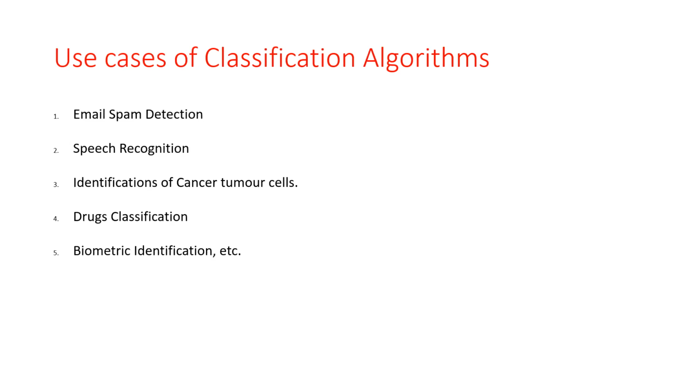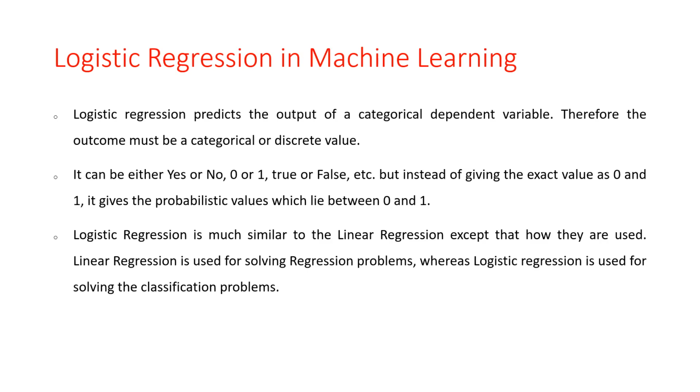Okay, so what are the uses or use cases of classification algorithms? The first is email spam detection, then speech recognition, identification of cancer tumor cells, drugs classification, and the last is biometric identification. Okay, so these are the uses of a classification algorithm. So next is logistic regression in machine learning.